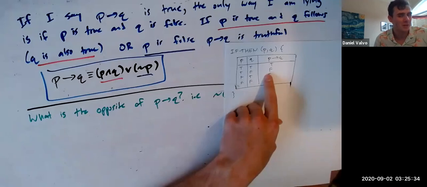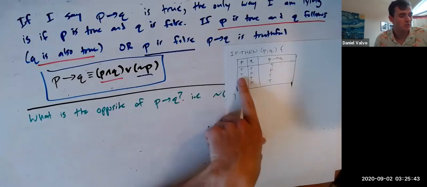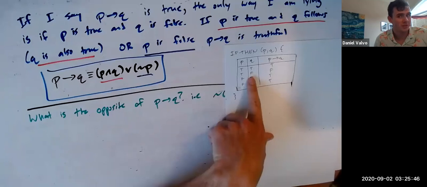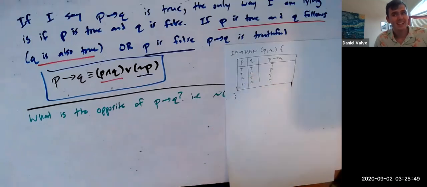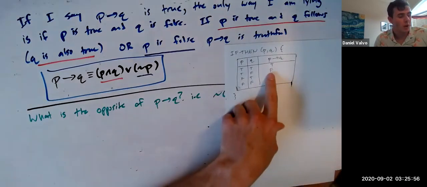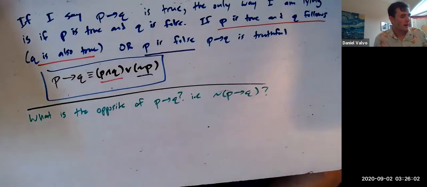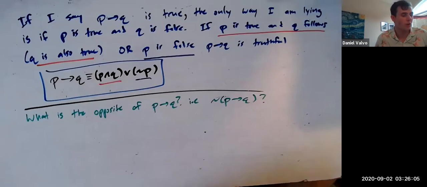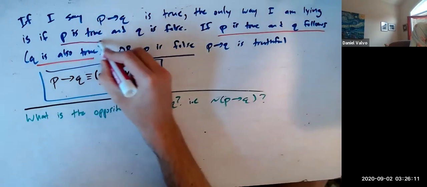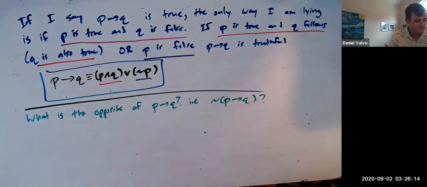So if I say P implies Q is true on opposite day, that means P implies Q is false. And the only way that can happen is if P is true and Q is false. So another way to put this, the opposite of P implies Q being true is P implies Q being false, which must mean P is true and Q is false. So I hope that makes sense, by the way, right? Because the only way you can lie with an if-then statement is by saying P is true and Q is false. So let's prove it.